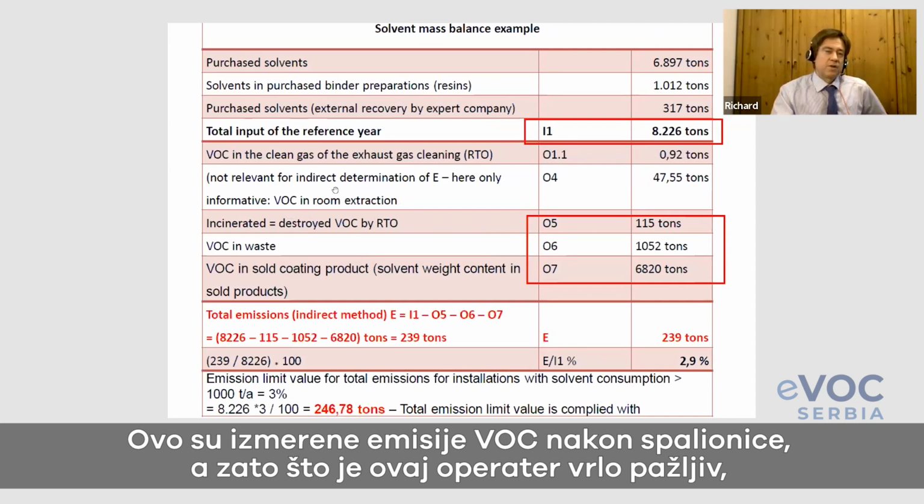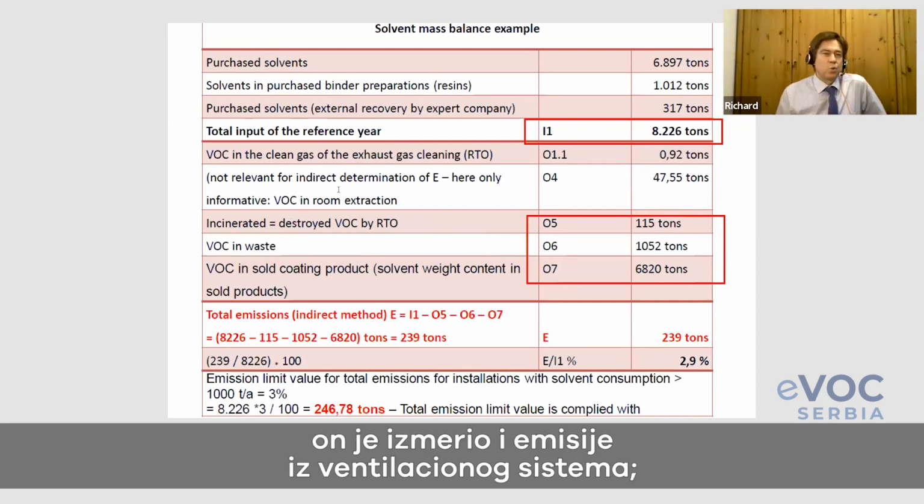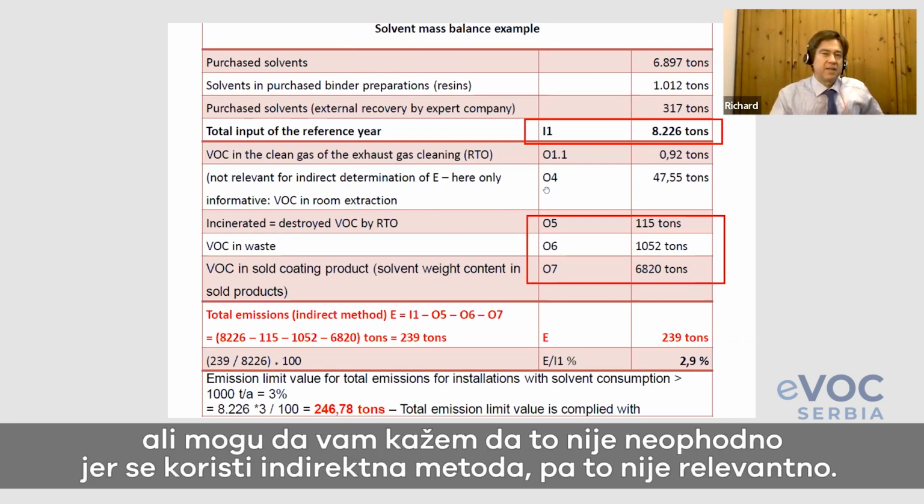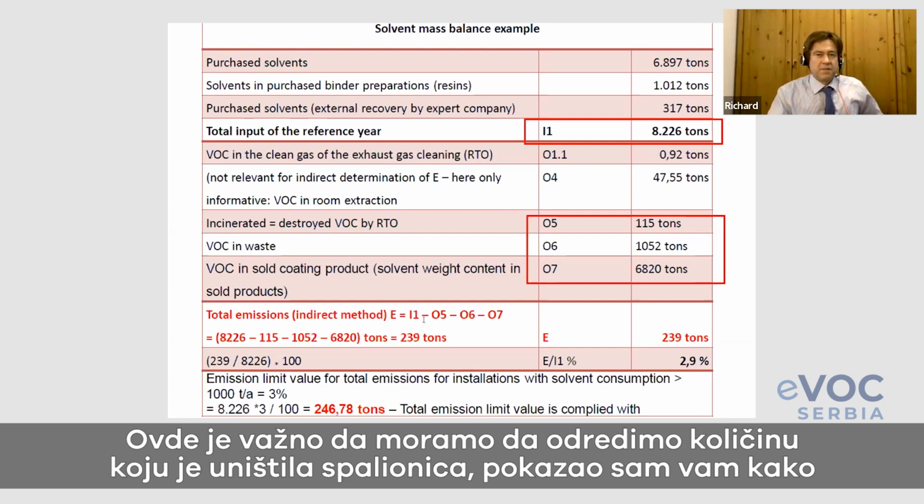Because the operator is a very careful operator, he wants to know what gets out from the room extraction. So he did measurements at the room extractions where he calculated this. But I can tell you it's not necessary because we use the indirect method, so it is not relevant. But here, it's important, we have to determine the VOC destroyed by the RTO. I have shown you how.